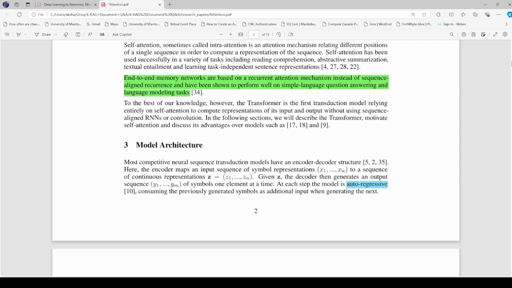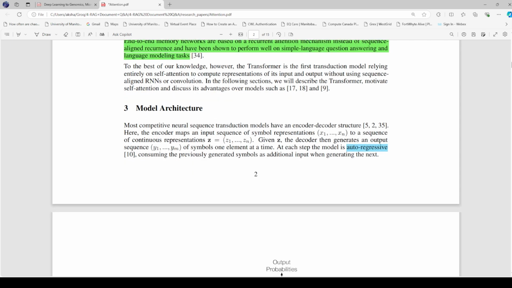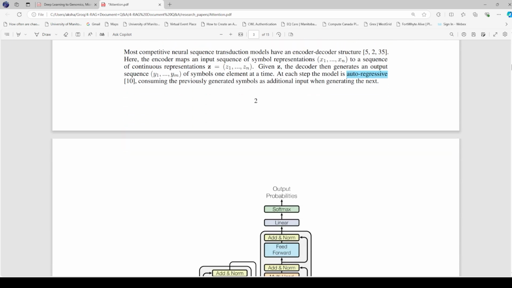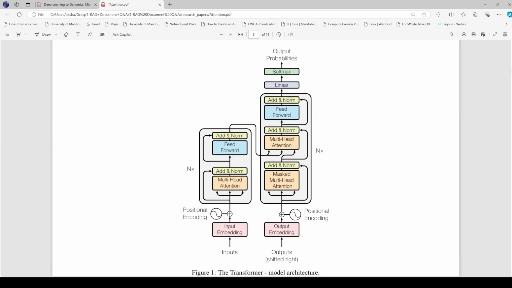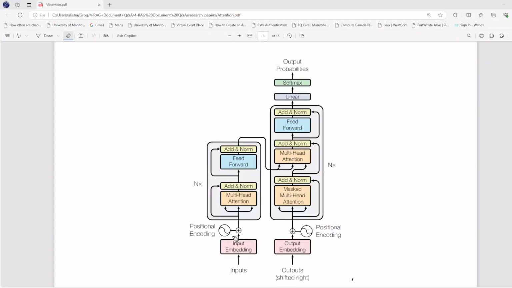So let's discuss the model. What's the model architecture? Everything is here in this diagram. This is the entire architecture. As you can see, there's an encoder part and a decoder part. A lot of things are going on, but we can dissect it and try to understand what this entire thing is. Okay, so let's start with the inputs.